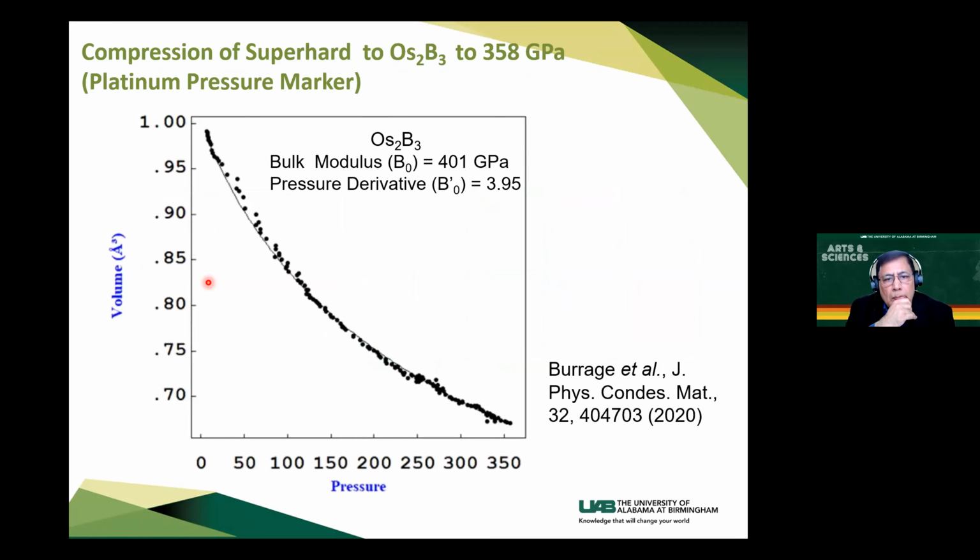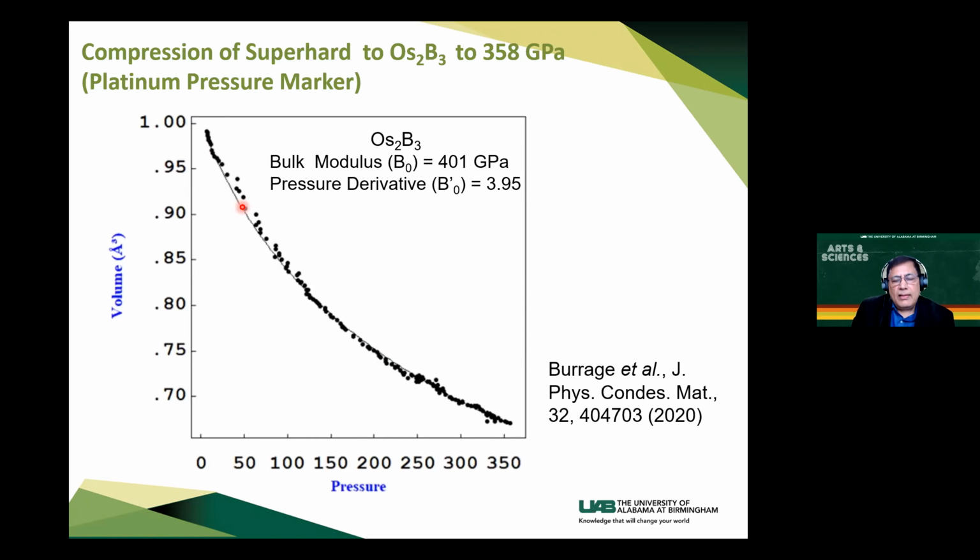So, this is the highest pressure with the toroidal anvil, to about 358 GPa, and this is the equation of state of osmium 2 boron 3. And here you see something very interesting: the equation of state does not behave very well in the low pressure region below 50-60 GPa.